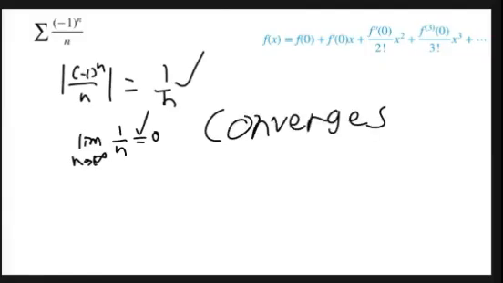A very important note here is that this series converges alternatingly, even though the related non-alternating harmonic series, the sum of 1 over n, diverges. That contrast is really worth remembering.